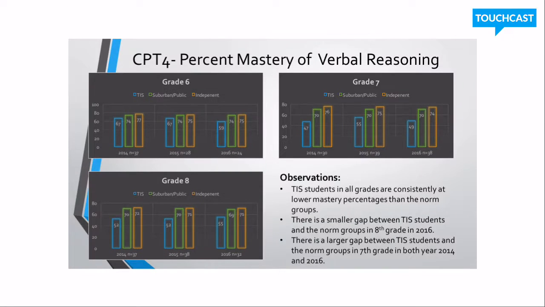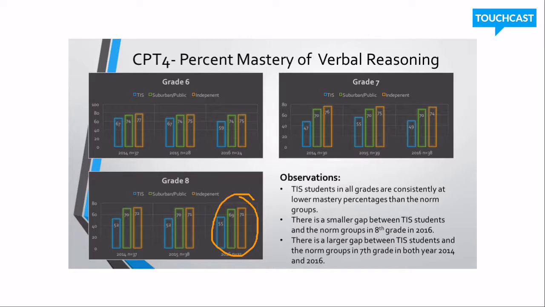So now let's look at the percent mastery of verbal reasoning. TIS students in all grades are consistently at lower mastery percentages than the norm groups. This is to be expected with a large population of English language learners. There is a smaller gap, however, between TIS students and the norm group in eighth grade in 2016.